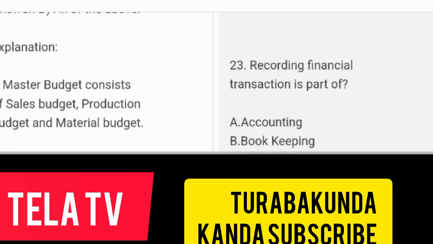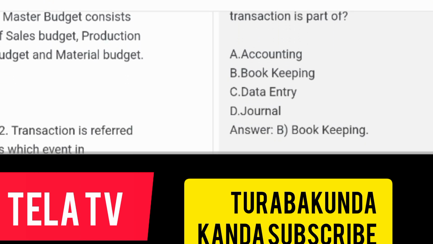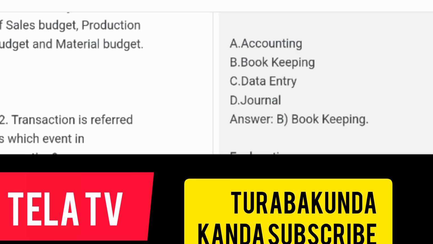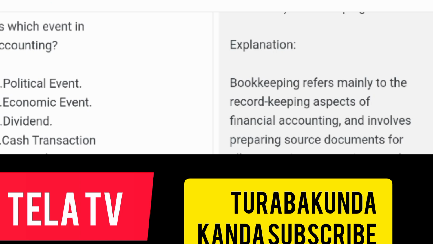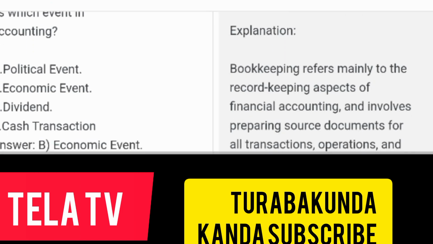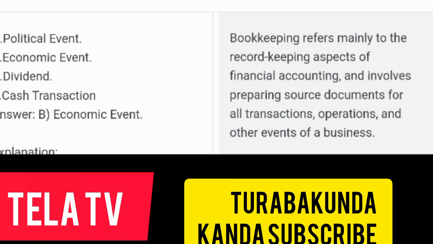23. Recording financial transaction is part of A. Accounting. B. Bookkeeping. C. Data entry. D. Journal. Answer. B. Bookkeeping. Explanation. Bookkeeping refers mainly to the record-keeping aspects of financial accounting, and involves preparing source documents for all transactions, operations, and other events of a business.